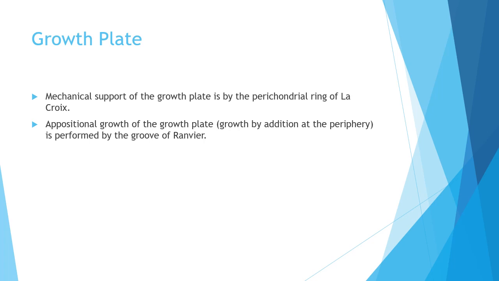So an important question that you sometimes get asked: how does appositional growth happen? Appositional growth is the growth at the periphery, and it's formed by the groove of Ranvier. So remember, there are two things related to the physis: the pericondylar ring of Lacroix that gives you mechanical support, and the groove of Ranvier that is responsible for the appositional growth.